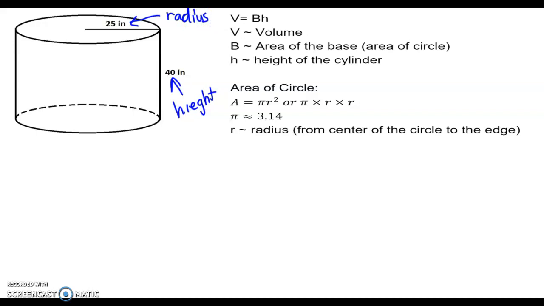So in order to find the volume, we need to find our capital B, which is the area of the base. So we're going to take our radius times our radius times 3.14, which is our approximation for pi. And that number turns out to be 1,962.5.